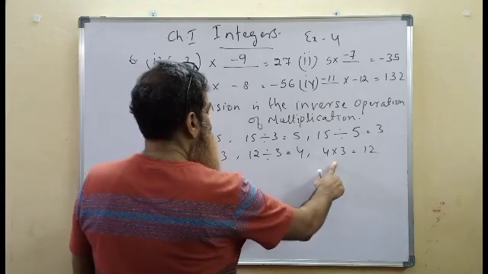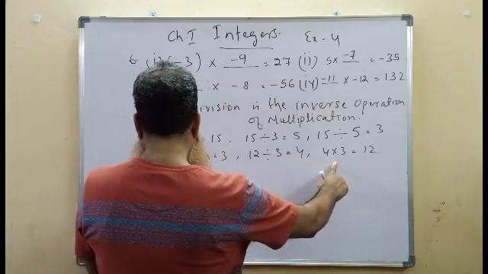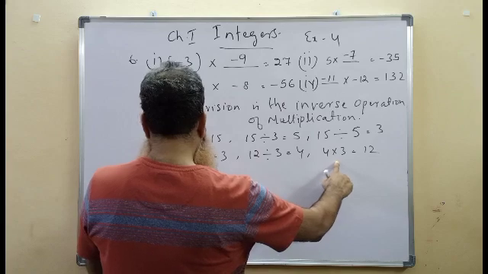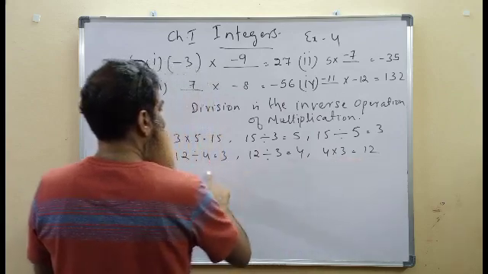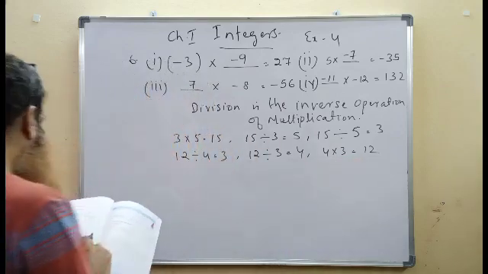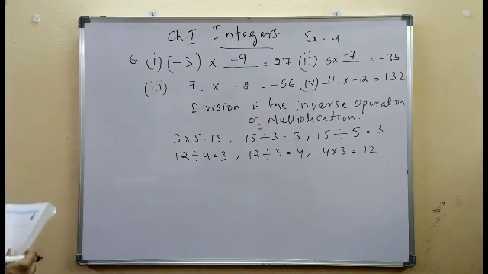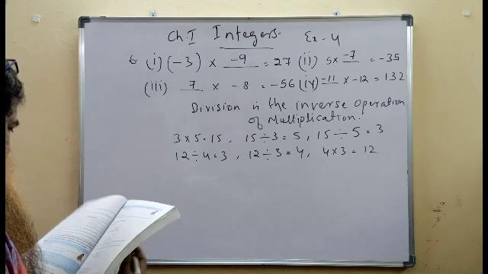This is a multiplication statement of two natural numbers, and we have two division statements. Can we write a multiplication statement and its corresponding division statements for integers? Study the following and complete the table. The table on page number 12.